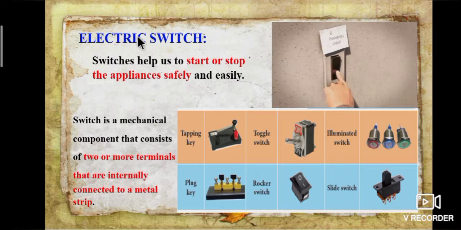Next, we have seen electric switch. Switches help us to start or stop the appliances safely and easily. Switch is a mechanical component that consists of two or more terminals that are internally connected to a metal strip. Tapping key, toggle switch, illuminated switch, plug key, rocker switch and slide switch are used in our day-to-day life.